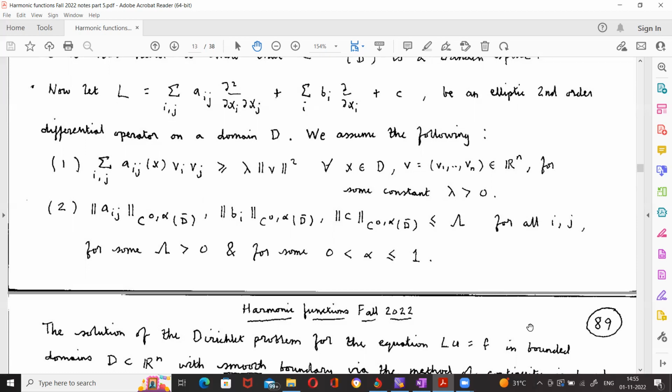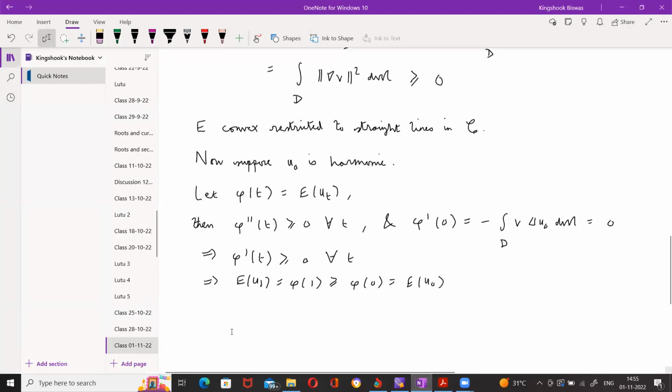On nice smooth domains, we have all the nice containments of the Holder spaces. So C1 will be contained in C alpha for all alpha less than or equal to 1 on a smooth domain. But that's not true if the domain is not smooth. If the domain is not smooth, C1 may not be contained in C alpha. And by smoothness, you mean the smoothness of the boundary, right? Yes, smooth means smoothness of the boundary.